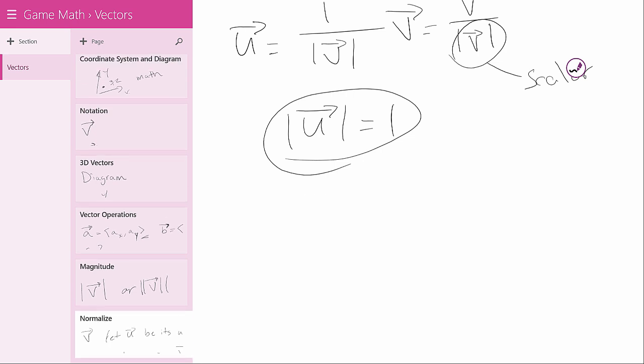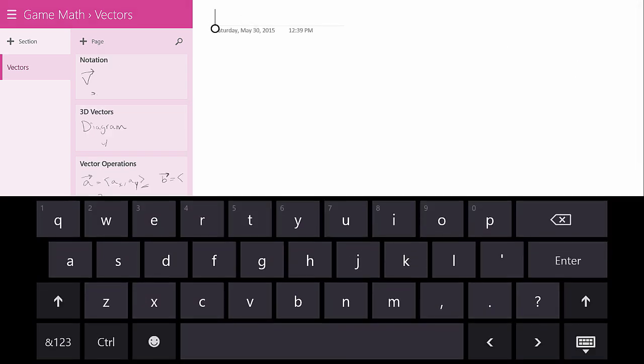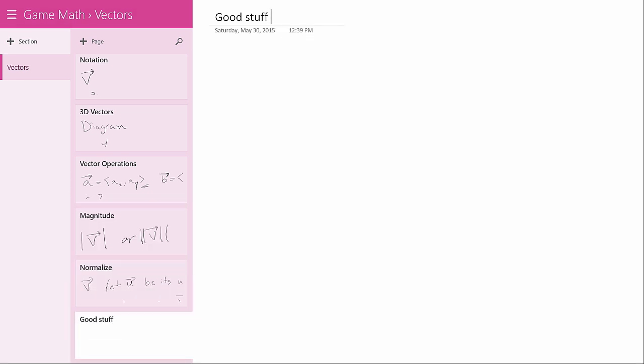Alright, now we're getting into the good stuff. So let's label this good stuff. Well, I'm still not used to the on-screen keyboard. That's why I got the type cover, the Surface Pro 3, the $130 keyboard for this.